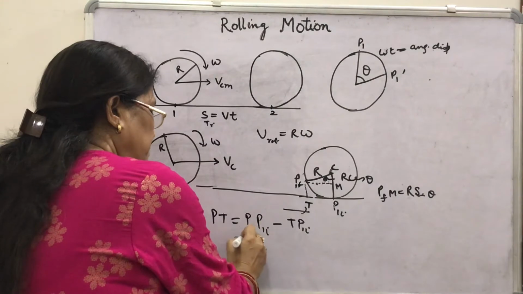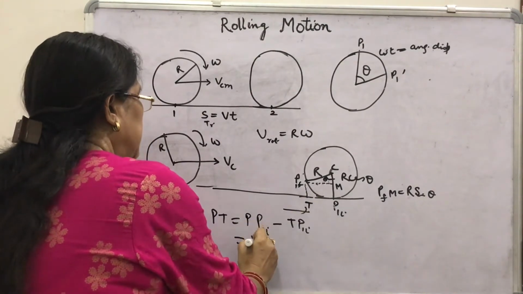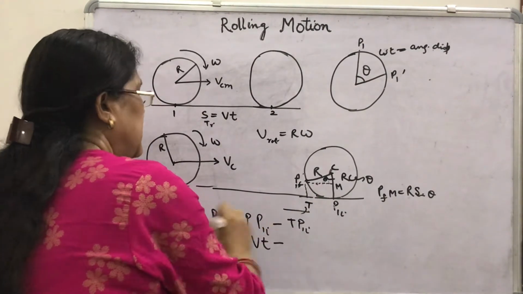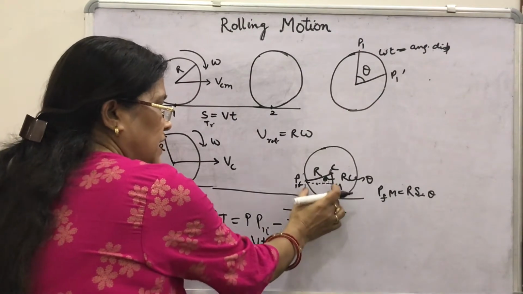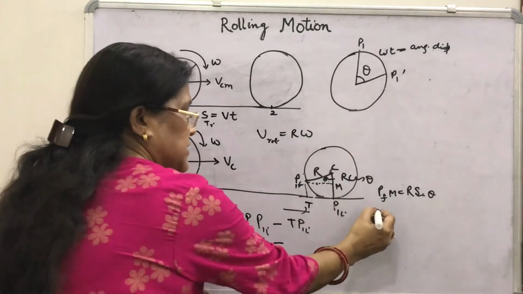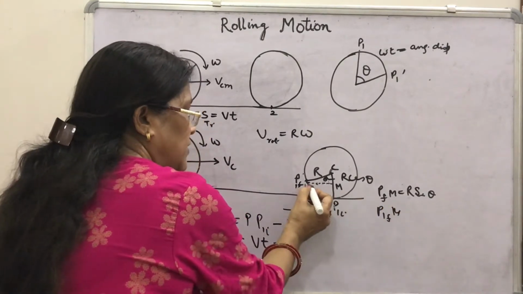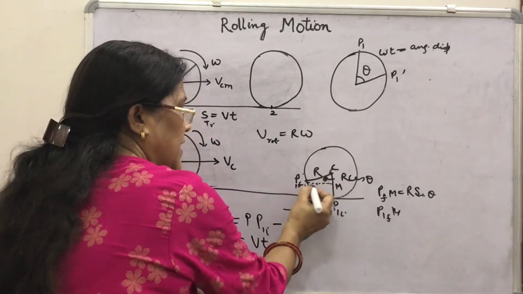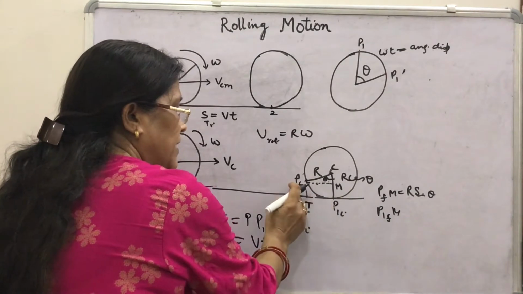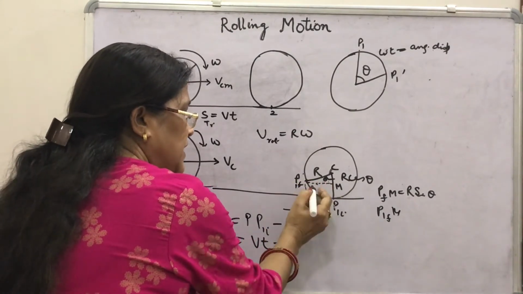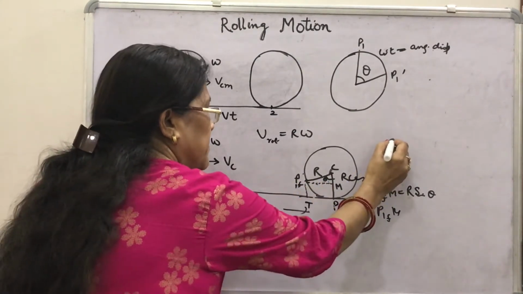What is P1I? The total displacement, Vt, minus what is T1I? This one. What is this? P1FM. Look, this dotted line. In the right angle triangle CMP1F, this will be R sin theta or not? I am drawing the bigger one.